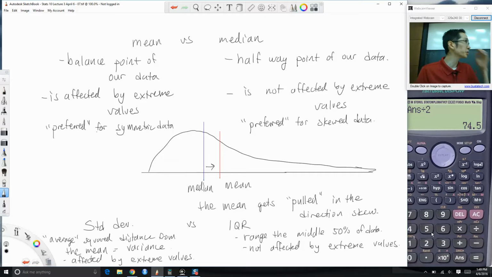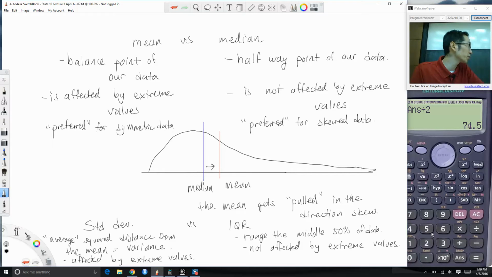And you can look at how we calculate the standard deviation, how we calculate the IQR, and I think it'll be clear that the IQR is not affected by extreme values because it really doesn't care what happens at the fringe, whereas the standard deviation takes into account all values, and so it is affected by extreme values.